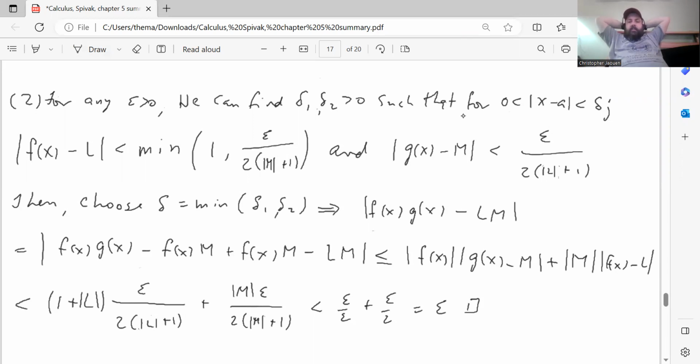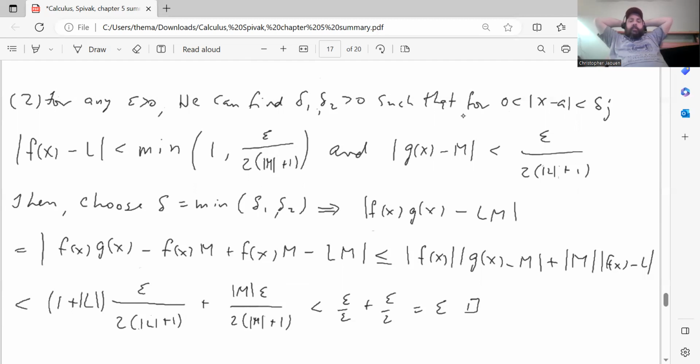j stands for 1 or 2. Absolute value f of x minus L is less than minimum of 1 or epsilon over 2 times absolute value M plus 1, and absolute value g of x minus M less than epsilon over 2 times absolute value L plus 1. Then choose delta equal to the minimum of delta 1, delta 2.